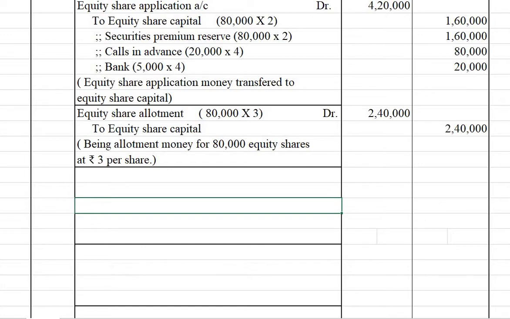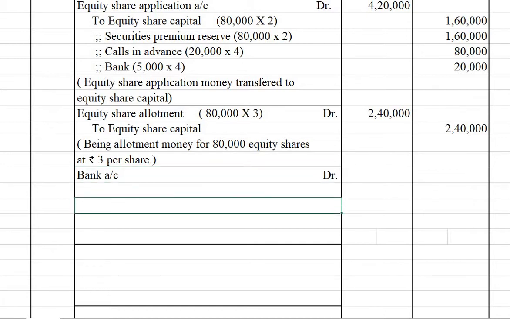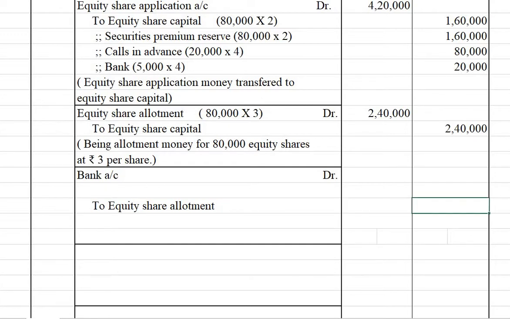Okay. Now, what is the journal entry? This allotment money receipt entry we have to write. So bank account debtor to share allotment. To share allotment, how much do we have? 2,40,000. Let us write that here, 2,40,000. How much will we get in the bank? That is what we are going to see here.